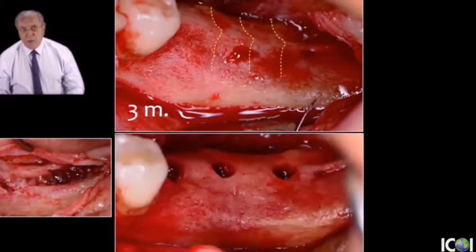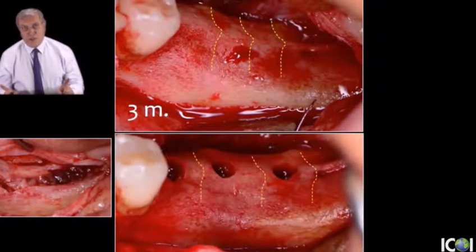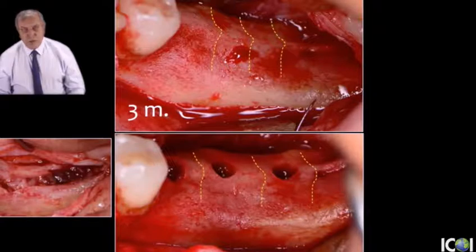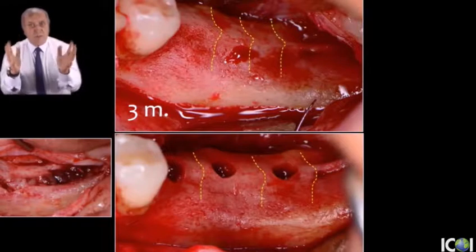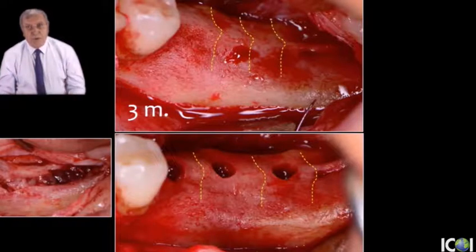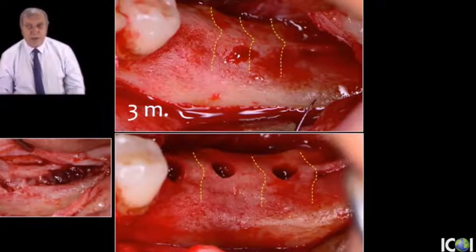After 2 months, we increased the ridge thickness, not with bone augmentation, just by a suture technique. When you create a space inside the periosteum, this space will be filled by bone. And how to make this space? By the apical mattress suture.